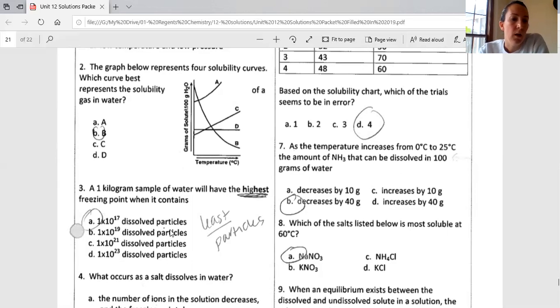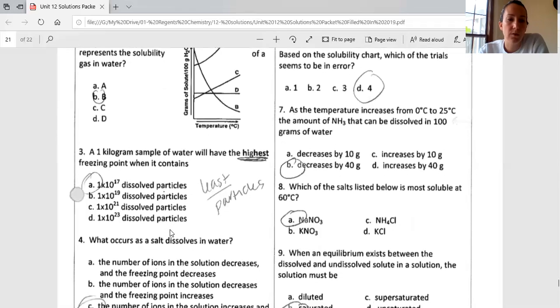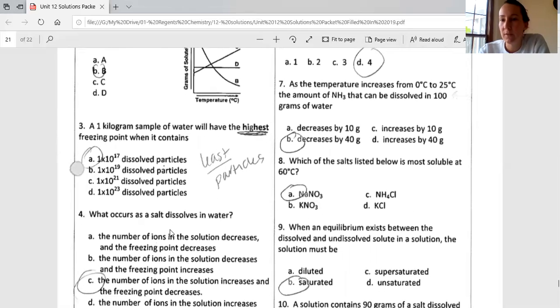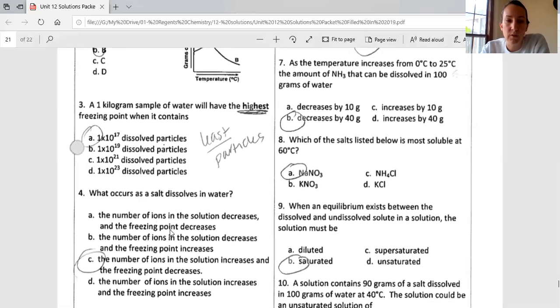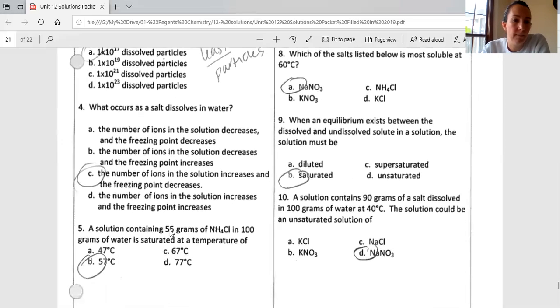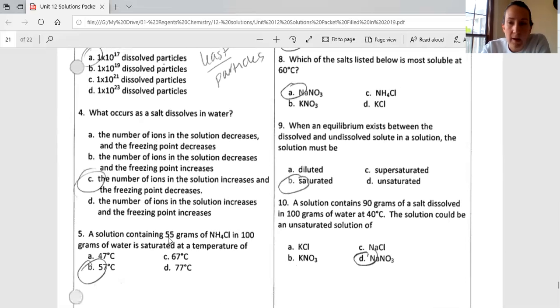All right, 4, what occurs when salt dissolves in water? Ions increase because salt splits up and the freezing point decreases. Choice C. Number 5 is a graph question. Go to 55 grams on your graph on the left. Go all the way over till it hits the NH4Cl line. Read down approximately 57 degrees.